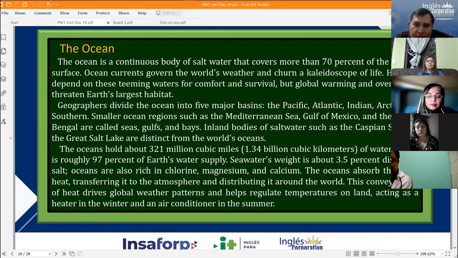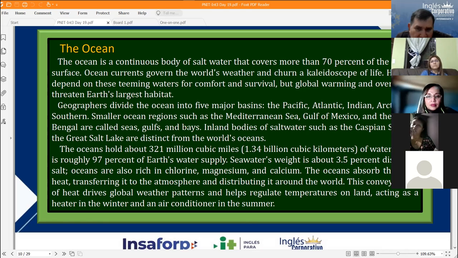Seawater's weight is about 3.5% dissolved salt. Oceans are also rich in chlorine, magnesium, and calcium. The oceans absorb the sun's heat, transferring it to the atmosphere and distributing it around the world. This conveyor belt of heat drives global weather patterns and helps regulate temperatures on land, acting as a heater in the winter and an air conditioner in the summer, keeping the balance of temperature.